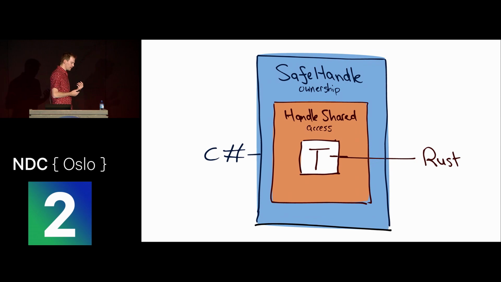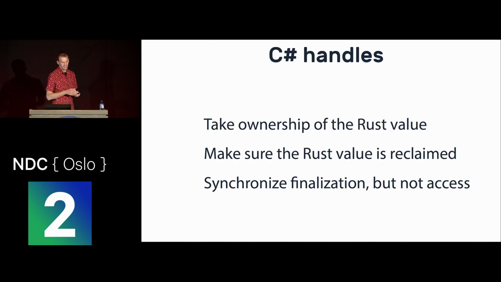So handles are really the meat and potatoes of how we build safety in the FFI. We've looked at short-lived data so far. Handles are for long-lived data, data that is valid across multiple FFI calls. So we think of our handles as a pair. There's a C# component and a Rust component to them. The C# component manages ownership of some resource that was allocated in Rust's heap, and the Rust component manages access to that resource. So on the C# side, we take ownership of the Rust value. We make sure that it's reclaimed using the tools that are available to .NET, that is, using the garbage collector.